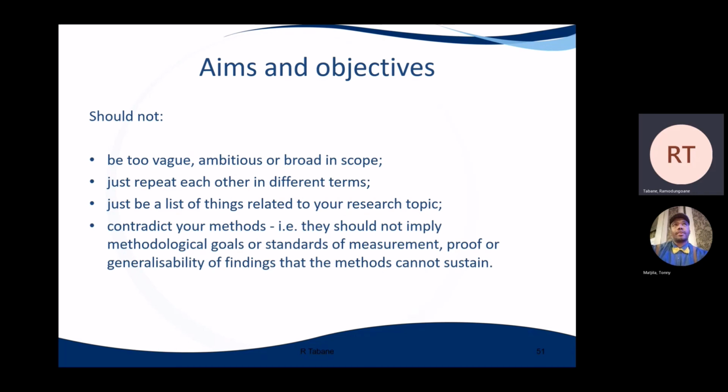When you mention your aim and your objectives, each and every one that you mention must be answered in the finalization of your study, your findings and your conclusion. So you cannot mention an aim and an objective of that aim and not answer it. You will fail in your master's and your PhD.